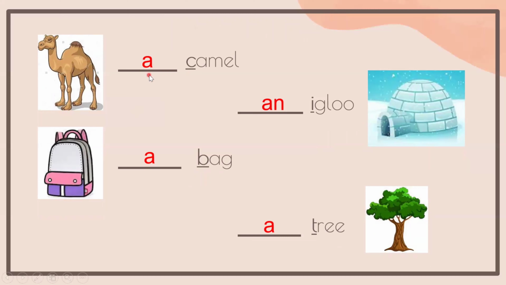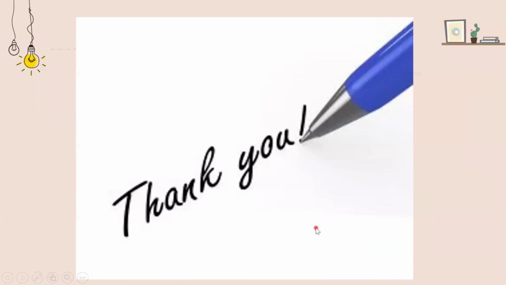Yes, very good. A camel, because C is a consonant. For consonant, we have to use the article A. A camel. Igloo. I, it is a vowel. So for vowel, we have to use the article an. Bag. B. B is a consonant letter. So we have to use the article A. A bag. Tree. T. T is a consonant letter. So we have to use the article A. A tree. Very good, children.